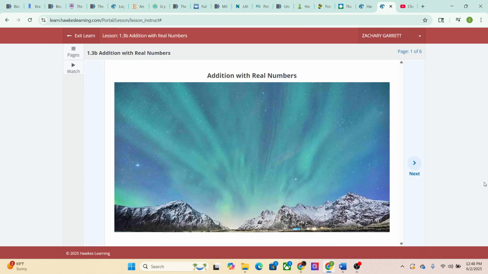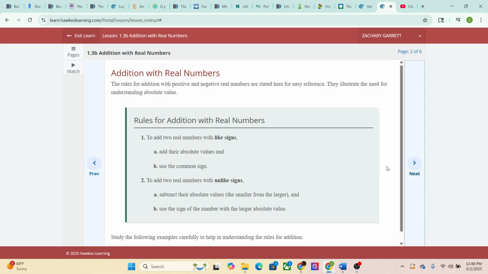Hello, welcome back. Chapter 1.3b, addition with real numbers. Rules for addition with real numbers.